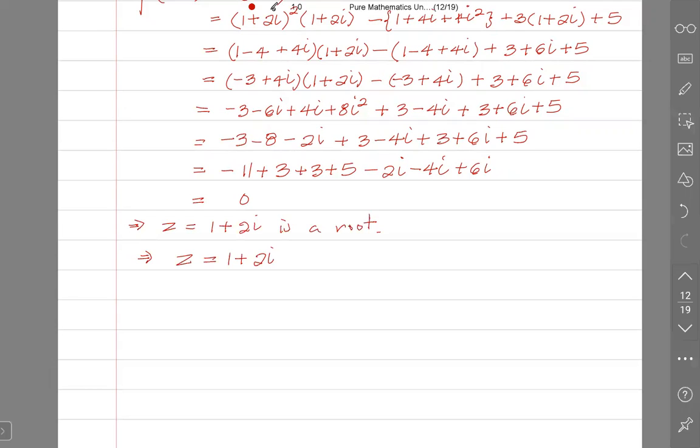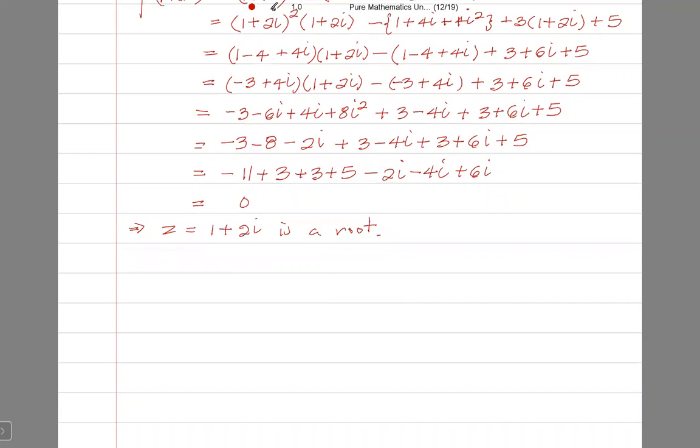By showing that f of 1 plus 2i is equal to 0, what we're showing is that z is equal to 1 plus 2i is a root, and that z minus (1 plus 2i) would be a factor. All right, the question is not finished.